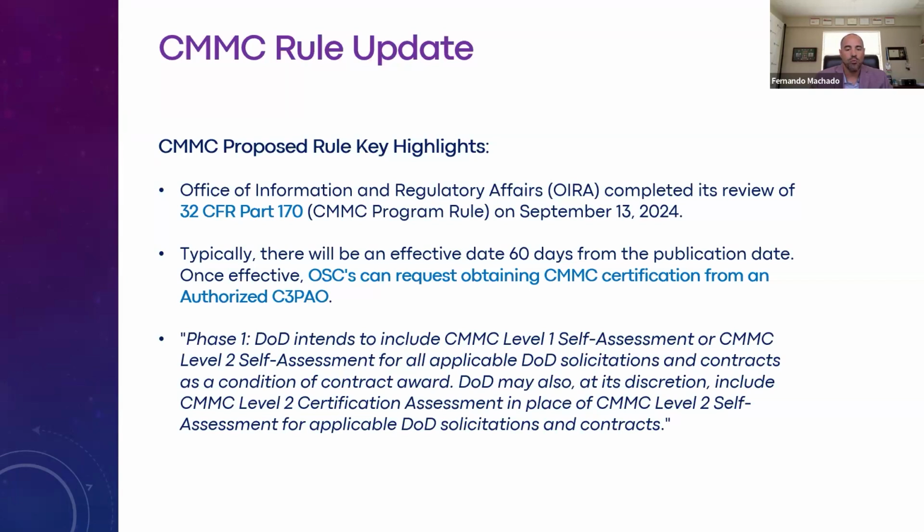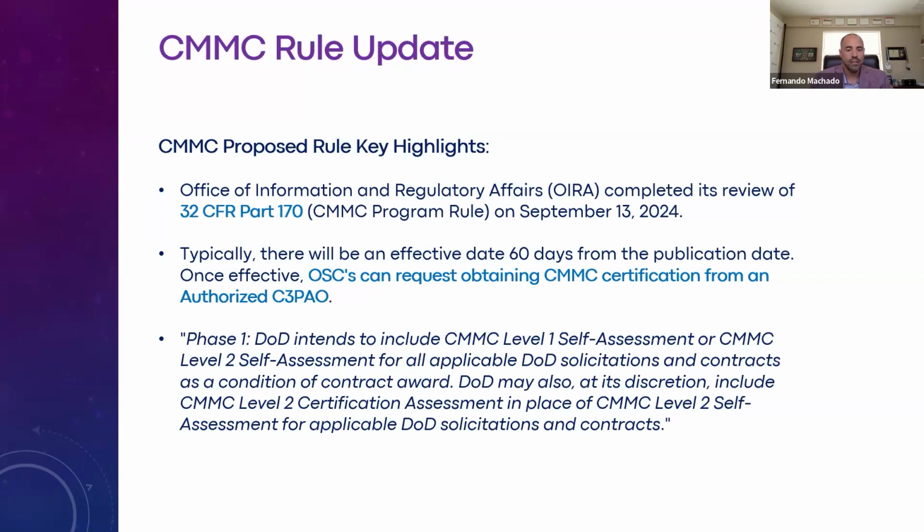However, in the proposed rule, there is language that you've got to be leery of, that states that the DoD at its discretion can require a level 2 certification instead of a level 2 self-assessment. So put your contracting officer hat on. What would give you greater assurance of your supply chain meeting compliance? Having them self-assess or having them go through a certification assessment? And I'll let you be the judge of that.